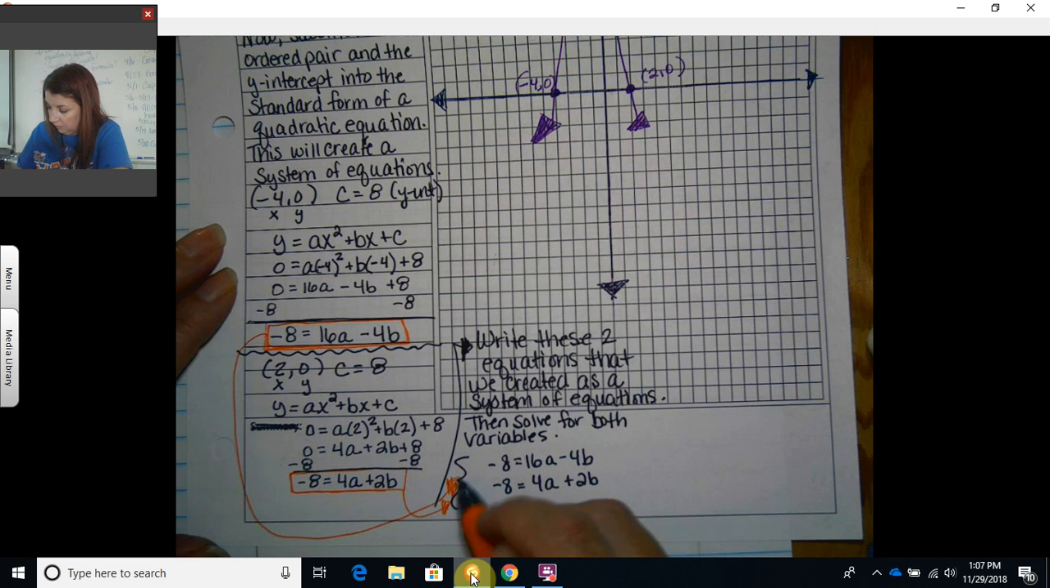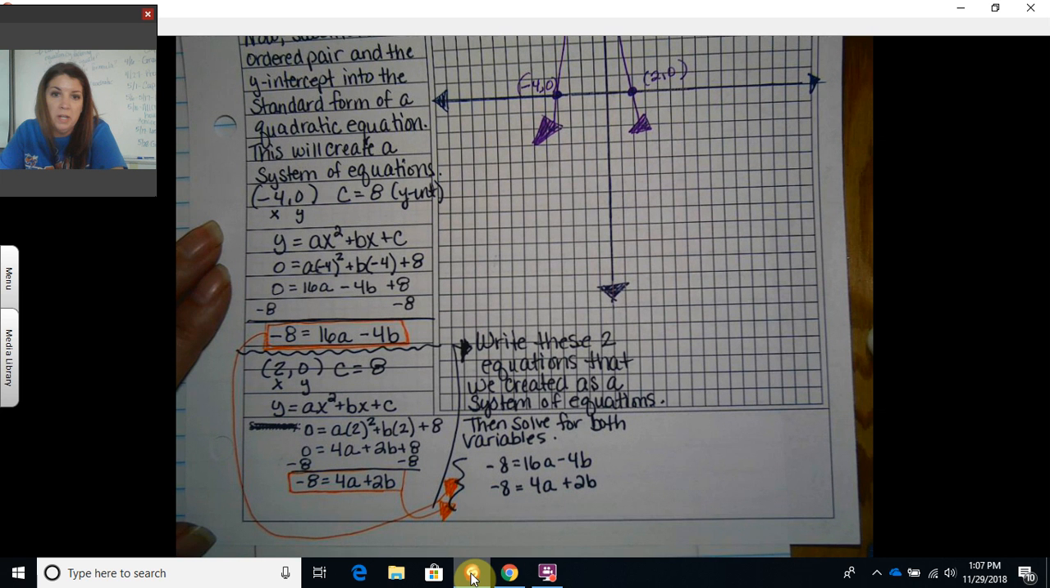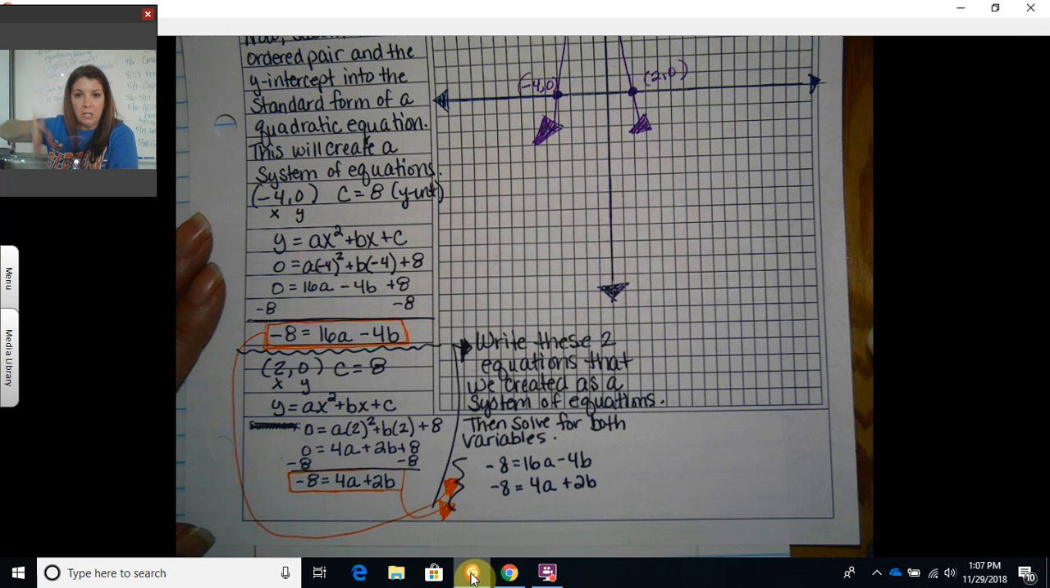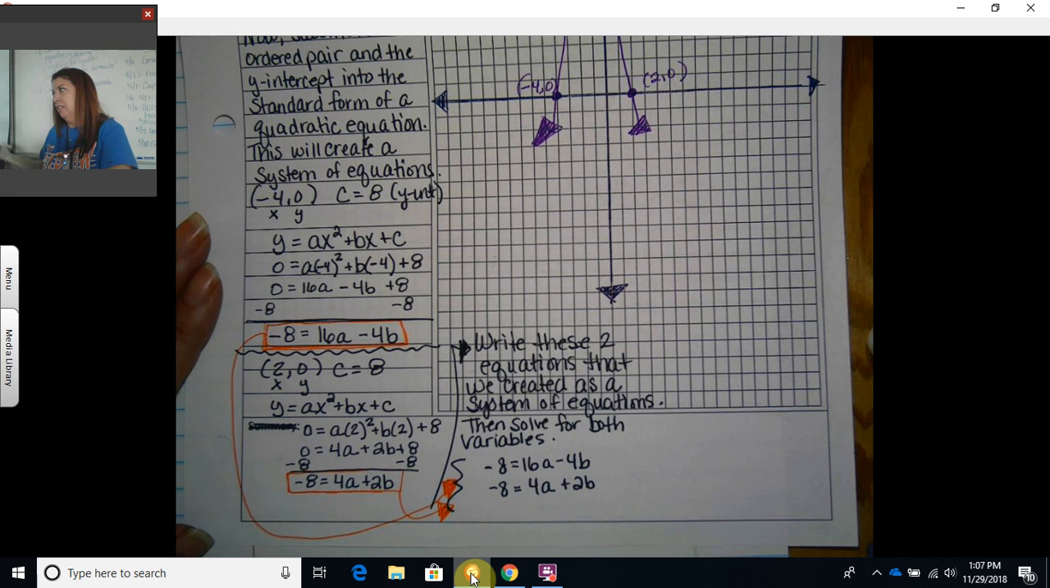Again, I'm going to use elimination. I could use substitution if at least one of those equations had the variables isolated. Even better if they both did. But since they're both written in the same form, our constants line up, our equal signs line up, our a terms line up, our b terms line up. To me, elimination is going to be the easiest, okay?